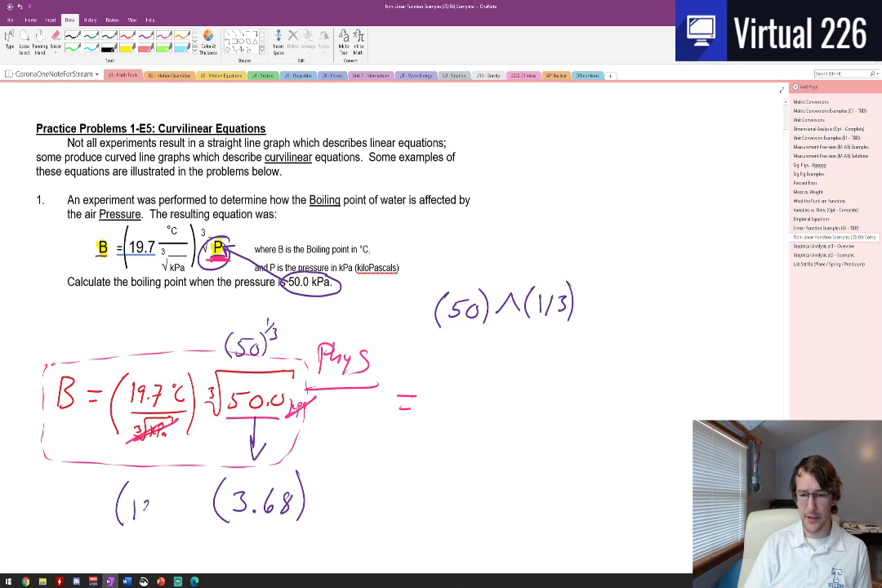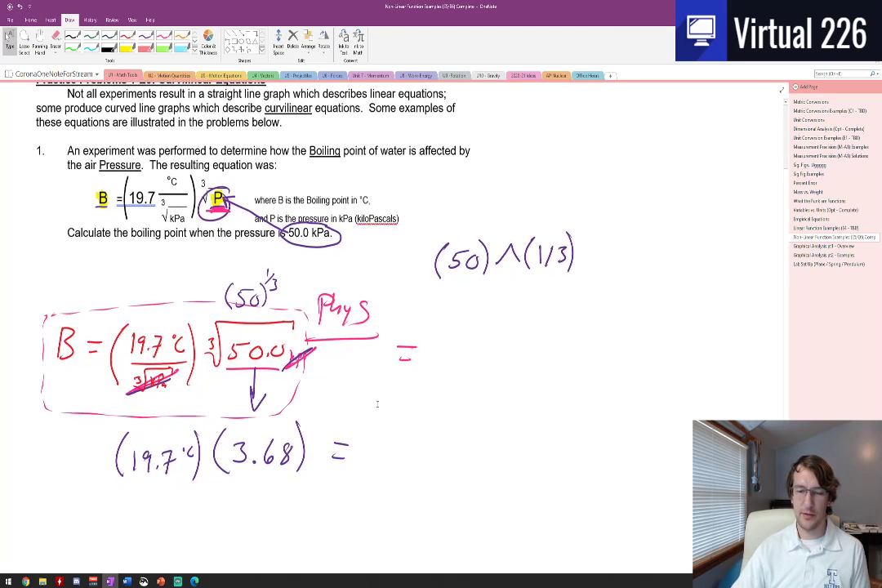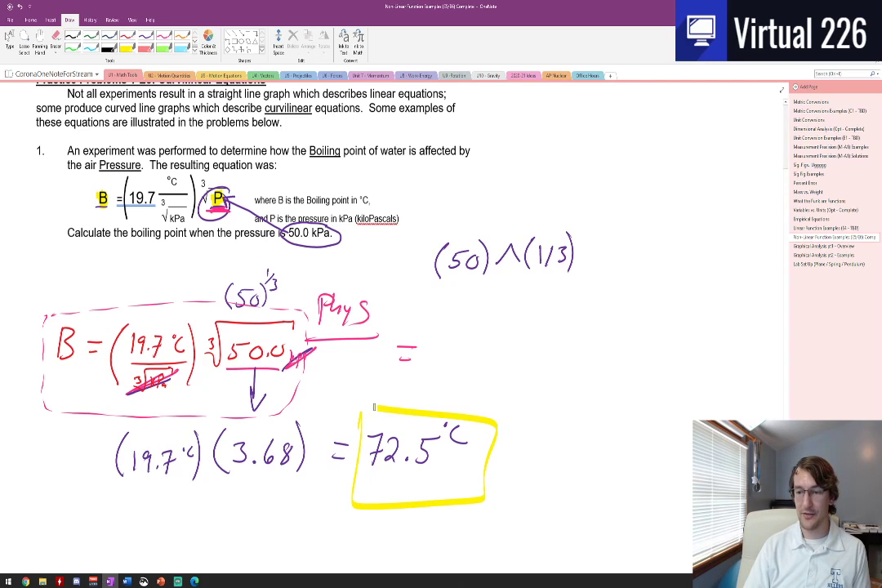This is going to be multiplied by 19.7 degrees C. The cube root of the kPa's has been gotten rid of. So now I just need to take 19.7, multiply it by 3.68, and we're good. So 19.7 times 3.68 is 72.496. We've got 3 sig figs on both of these, so let's keep 3 sig figs, and I get 72.5, and my units here are degrees Celsius. And that's our final answer.